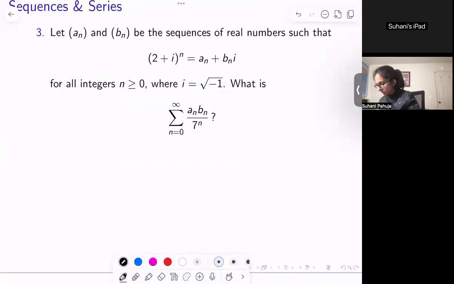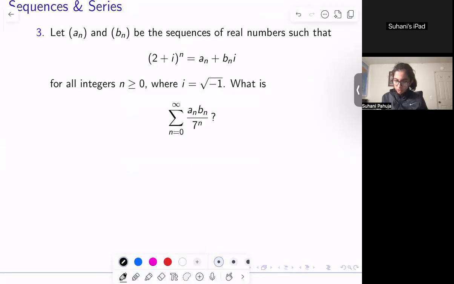And the next question says that a sub n and b sub n are sequences of real numbers such that 2 plus i to the n is equal to a_n plus b_n i for all integers n greater than or equal to 0, where i is equal to the square root of negative 1. And you want to find this infinite sum from n equals 0 to infinity of a_n b_n over 7 to the n.